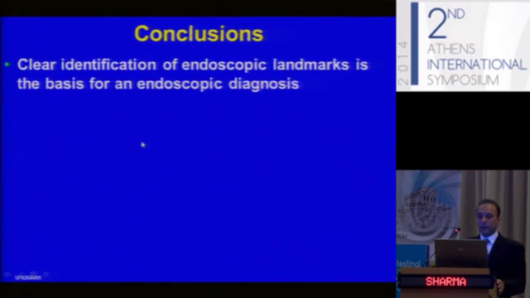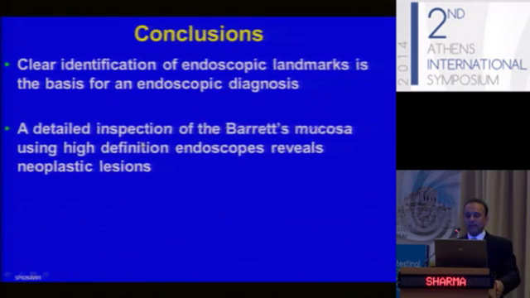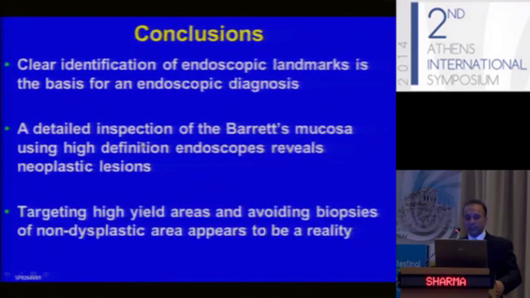So finally, to conclude, what I've shown you is that endoscopy plays an important role in making a diagnosis. So be careful, look at the landmarks, characterize them, and spend time looking at the subtle areas within the esophagus in making a diagnosis of dysplasia and cancer. And then targeted biopsies will probably give you the highest yield for making a diagnosis of neoplasia in Barrett's esophagus. Thank you very much for your attention.